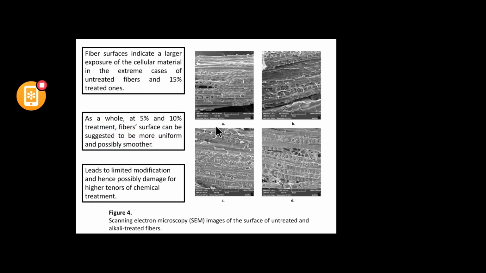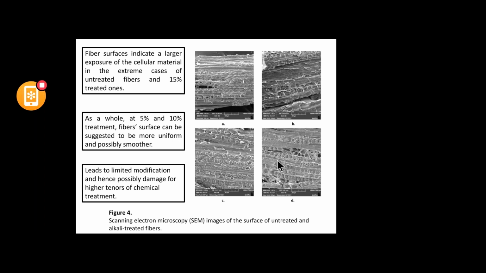So then I am coming to the surface morphology. When I am talking about the surface morphology, you can see this figure: A is untreated, B is 5%, C is 10%, D is 15%. From this diagram, you can see that the micrograph of the fiber surface indicates larger exposure of the cellular material in the extreme cases of the untreated fibers and the 15% treated one.